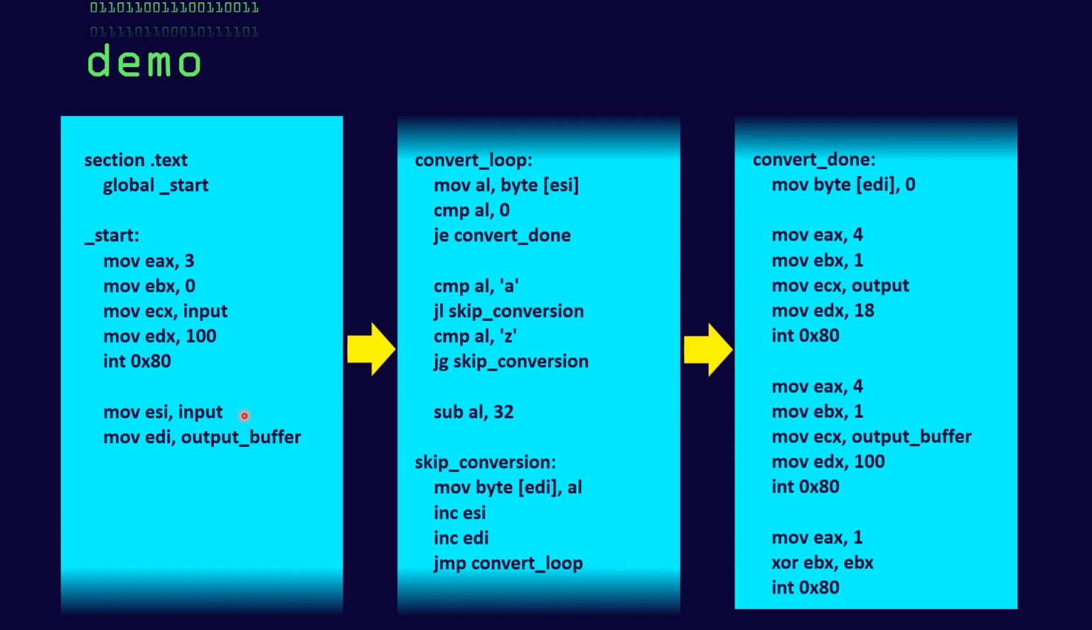This first line, if you don't remember, that's for the register that holds the source index. And in this case, we are pointing that to input. And for the destination index, we are referring that to the output buffer, which is the string that will hold the uppercase string. And then we will move to the convert loop, and this is where the action will take place.